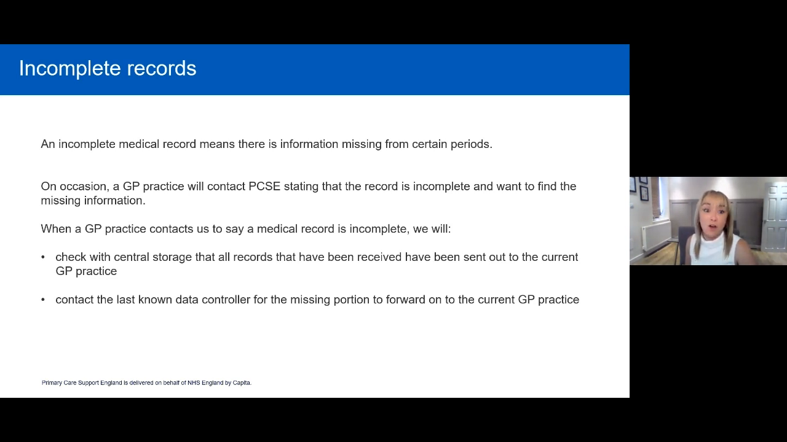Now, if any records are found in central storage, then the record will be sent to the registered practice. If the portion of the incomplete record isn't found in central storage, PCSE will contact the last known GP practice for the missing notes, and if found, these will be forwarded to the current practice. Now, if the last known practice is closed, we will signpost the current practice to the relevant commissioner to ask them to assist in locating the missing portion of the notes. Now, if you do need to contact us with regards to an incomplete record, then we just ask that you use the PCSE Online inquiry form.